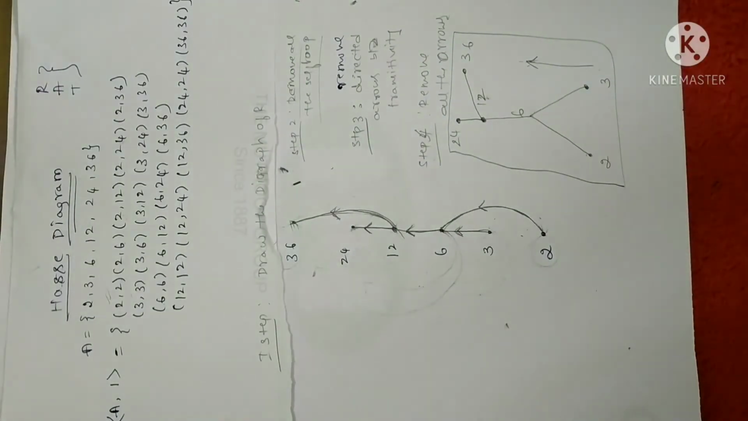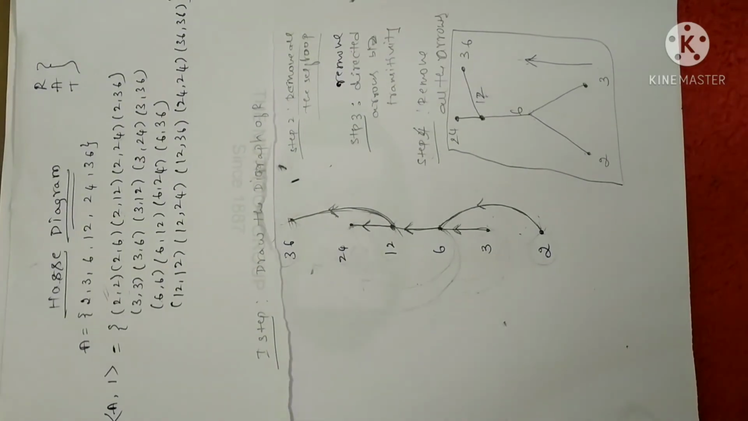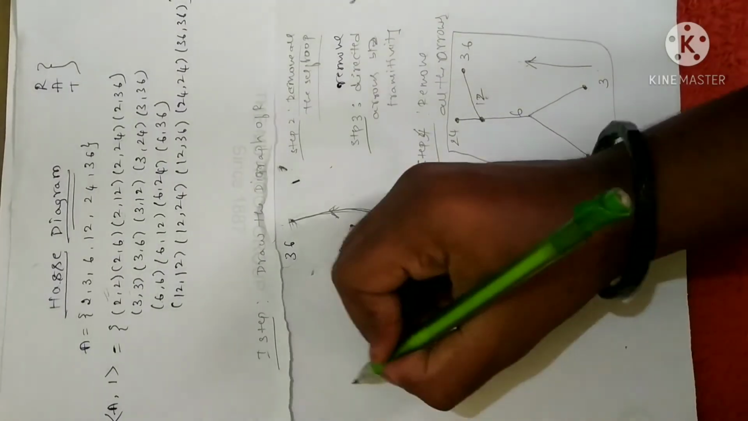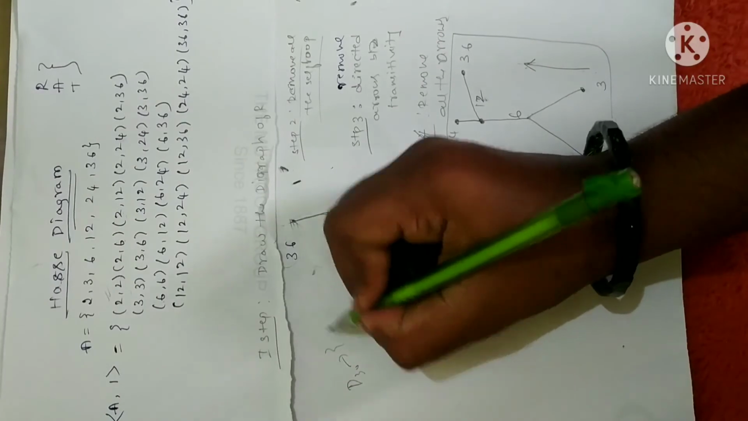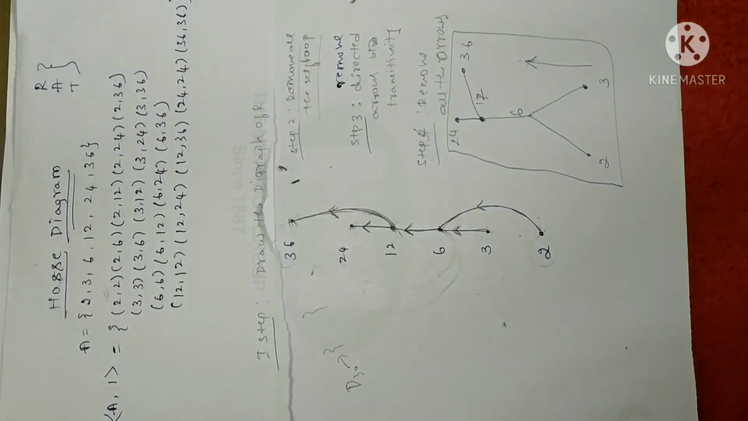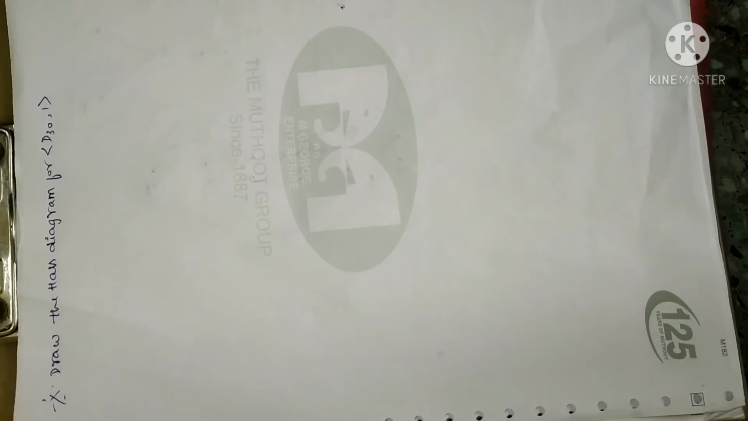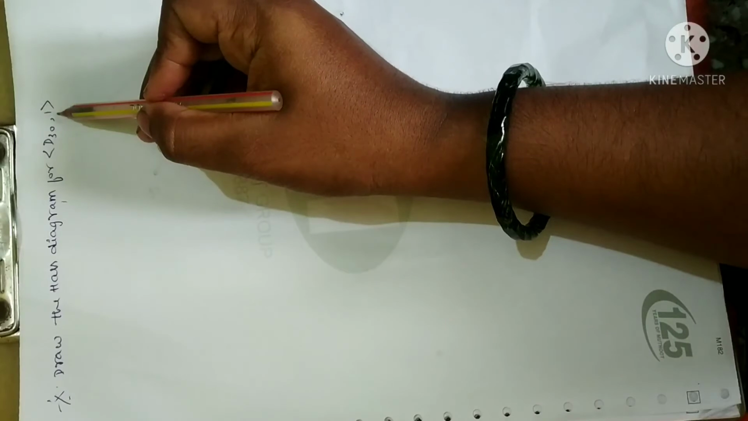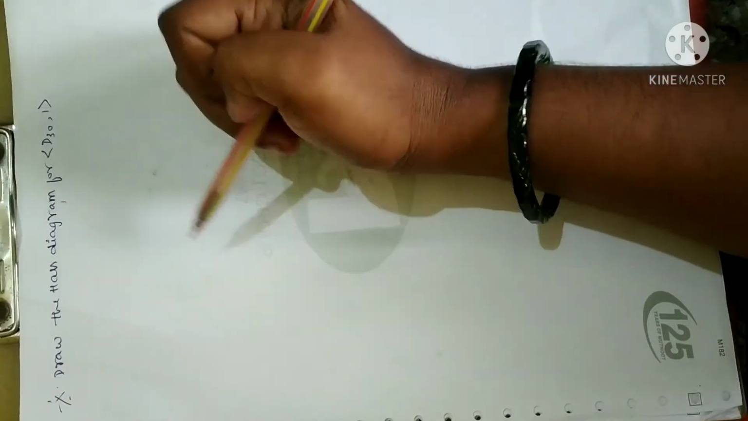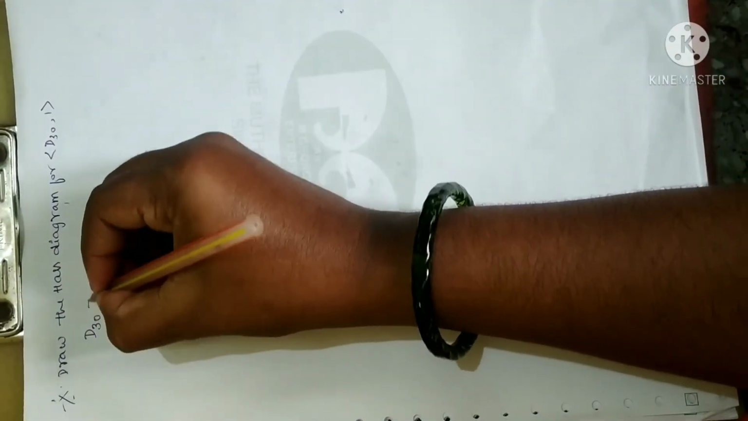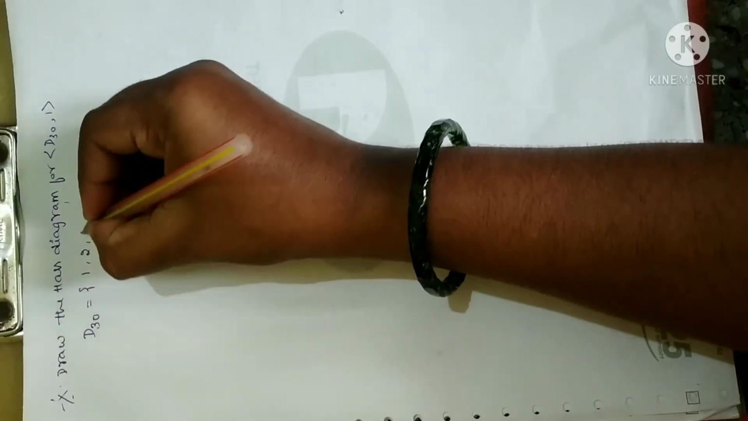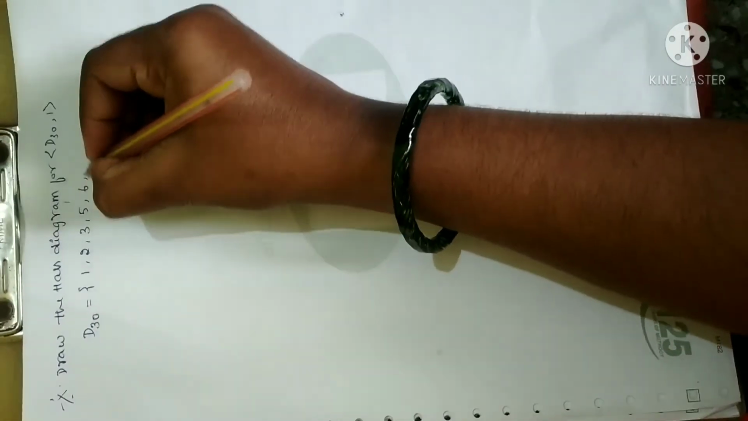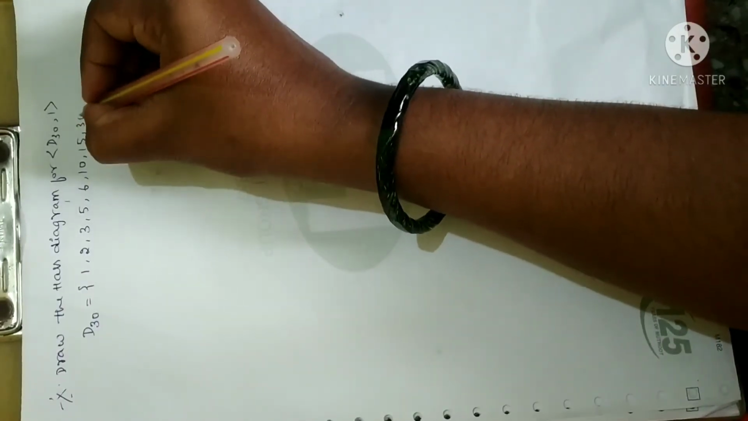Let me explain one more example so that you will understand very well, and it is a very important problem, that is D30. In the previous class I have explained the meaning of D30. It means it contains divisors of 30 and a relation based on that. So let me see the next problem. In your examination, the question will be like, draw the Hasse diagram for D30, divisibility. So first you have to know the divisors of 30, and it is given by 1, 2, 3, 5, 6, 10, 15, 30. I have explained this in the previous video.